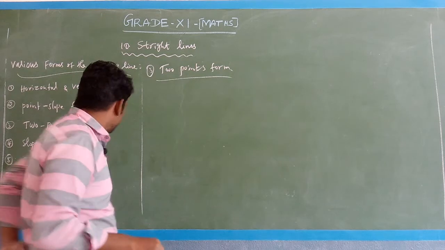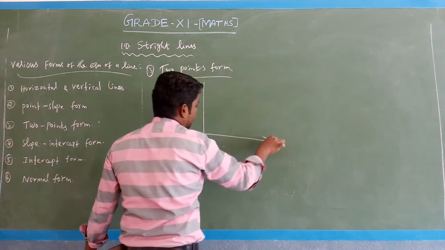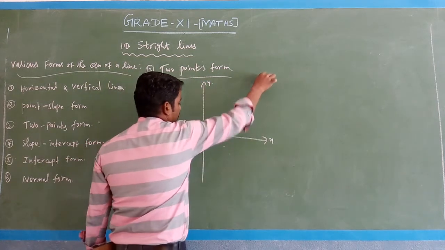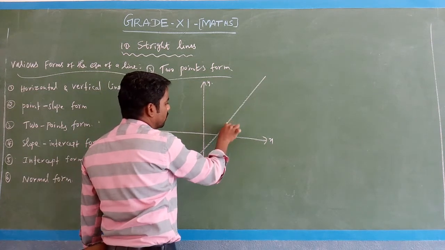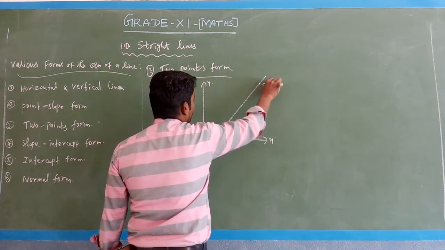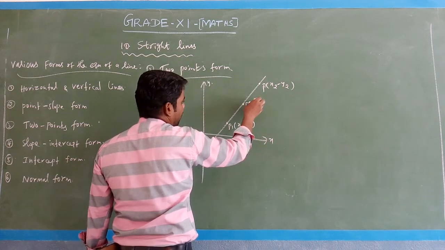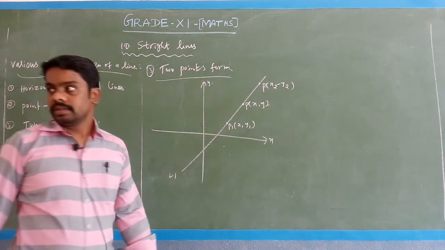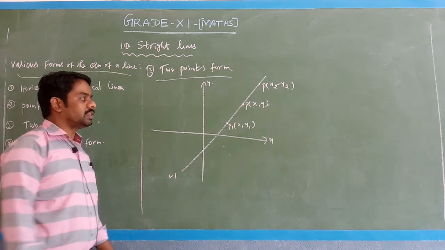Right, two-point form. Draw a line in the xy plane. This is x, y, and the origin is 0, 0. This is line L1. This line passes through P1 (x1, y1) and P2 (x2, y2), and P is a parameter point (x, y). This line passes through P1, P and P2.